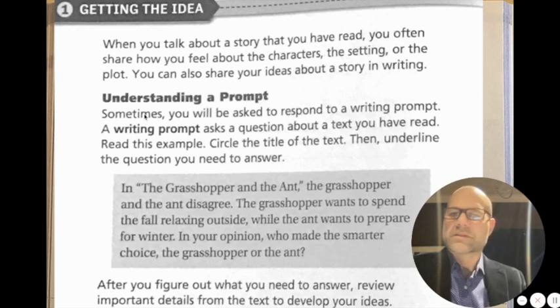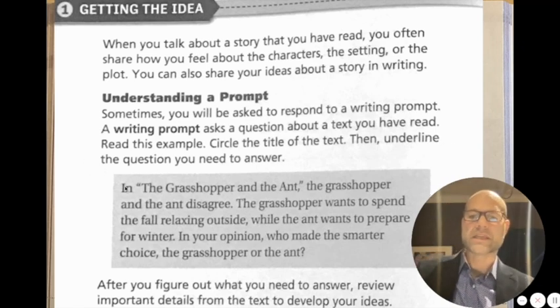Understanding a prompt. Sometimes you will be asked to respond to a writing prompt. A writing prompt asks a question about a text you have read. Read this example. Circle the title of the text, then underline the question you need to answer. In The Grasshopper and the Ant, the grasshopper and the ant disagree. The grasshopper wants to spend the fall relaxing outside while the ant wants to prepare for winter. In your opinion, who made the smarter choice, the grasshopper or the ant?